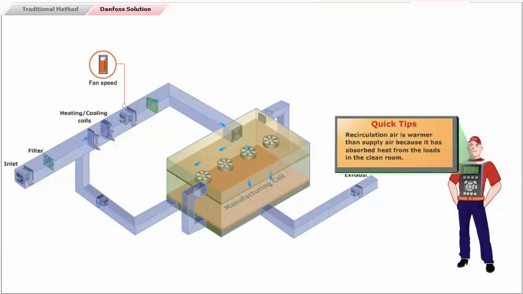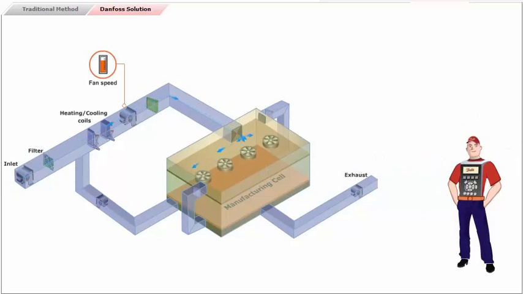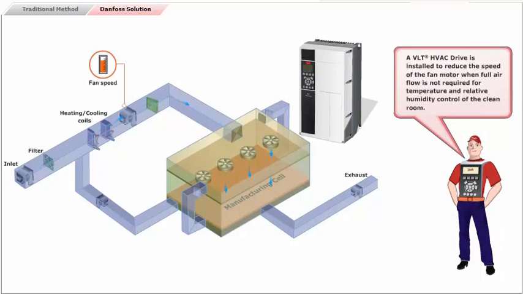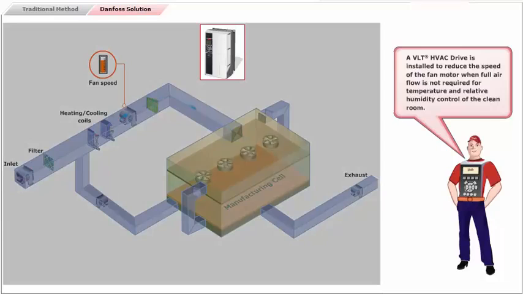Recirculation air is warmer than supply air because it has absorbed heat from the loads in the clean room. A VLT HVAC drive is installed to reduce the speed of the fan motor when full airflow is not required for temperature and relative humidity control of the clean room.